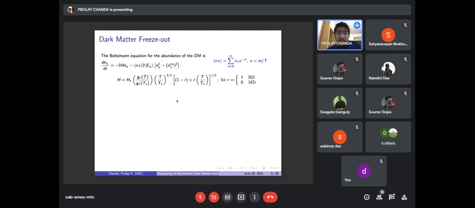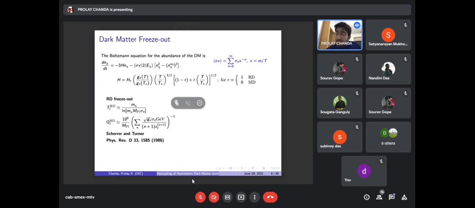Now, the classic semi-analytic solution was done in a classic article by Scherrer and Turner. So this is the freeze-out temperature considering a radiation-dominated thermal bath, and this is the relic density.